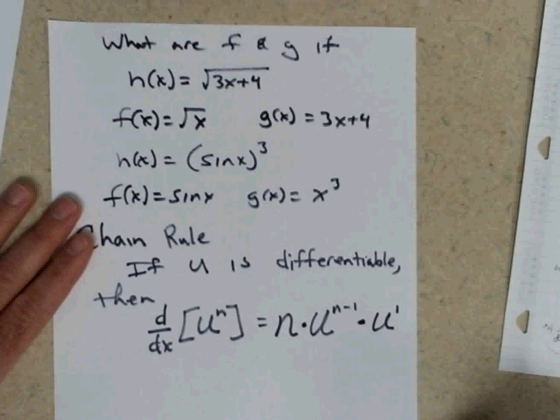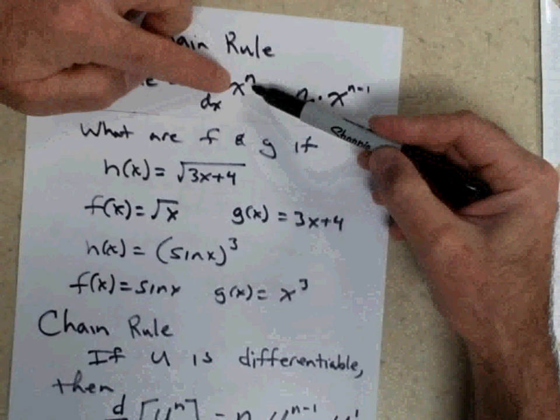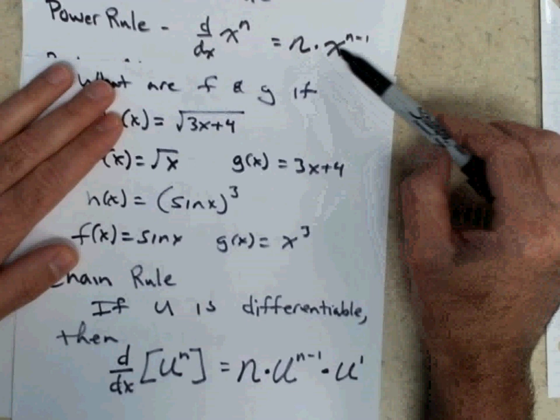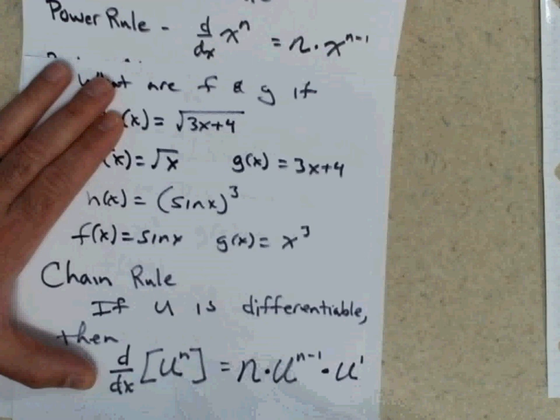Okay. So if you compare this rule to the power rule, which is all the way up at the top here, I can't get them both on there. There. So if you look at the power rule, the n comes down, and then it's x to the n minus 1. Down here, the n comes down, it's n minus 1, just like the power rule. But then you just have to do one more step, which is take the derivative of this u term. And I'll show you how this works.